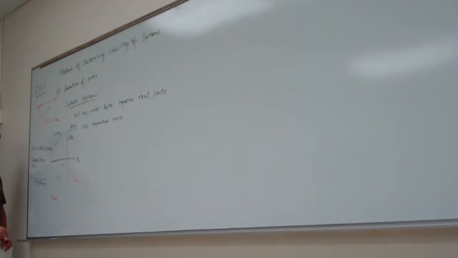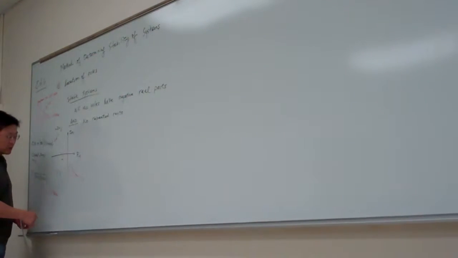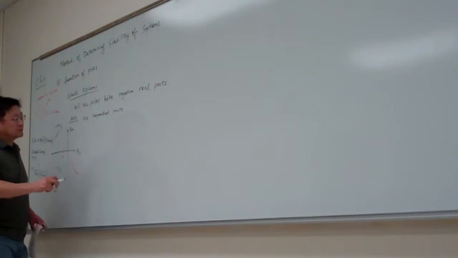Okay, so here I provide you at least 2 methods to tell whether the system is stable or not. For this one, we have all the poles with negative real part and no repeated roots, so those are stable. And we can see another example here.